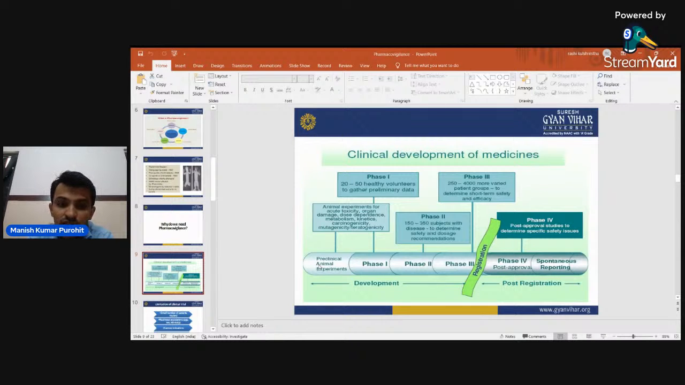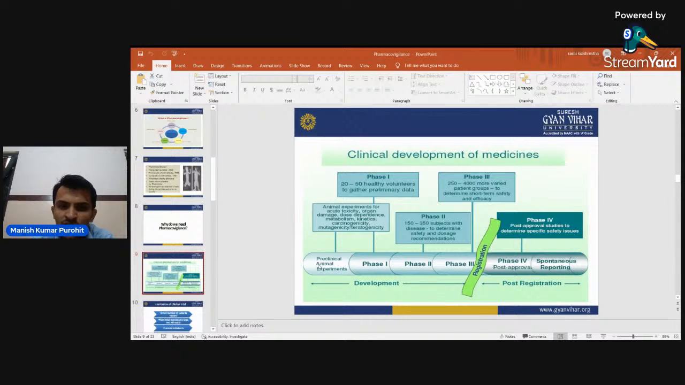When scientists start studying animals, this study is called a preclinical study. In the preclinical study, when all the results are satisfactory, scientists move to study in human subjects. When we start to study on human subjects, this type of study is called a clinical trial. The clinical trial has four phases: phase one, phase two, phase three, and phase four. In phase one, scientists mostly select healthy volunteers.